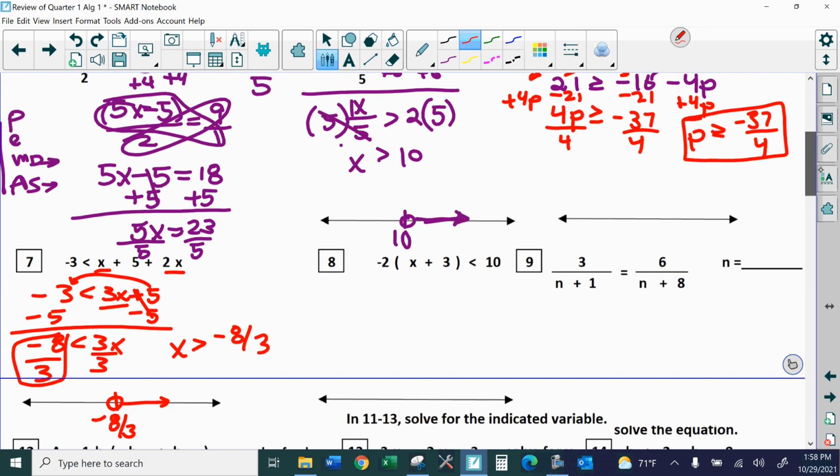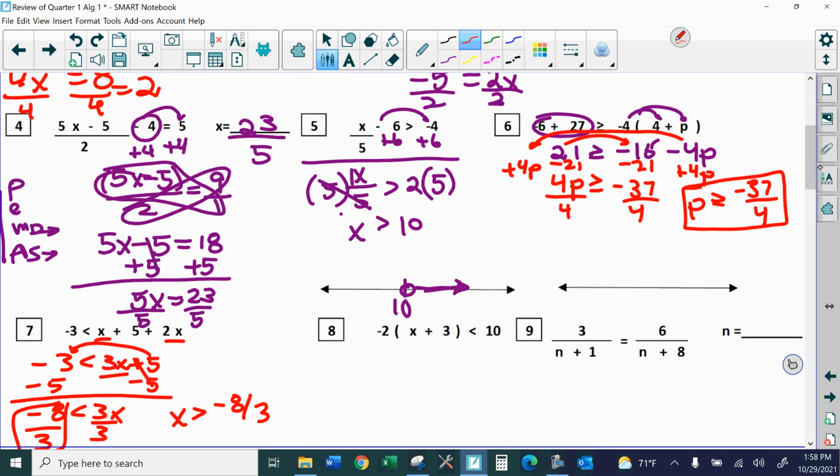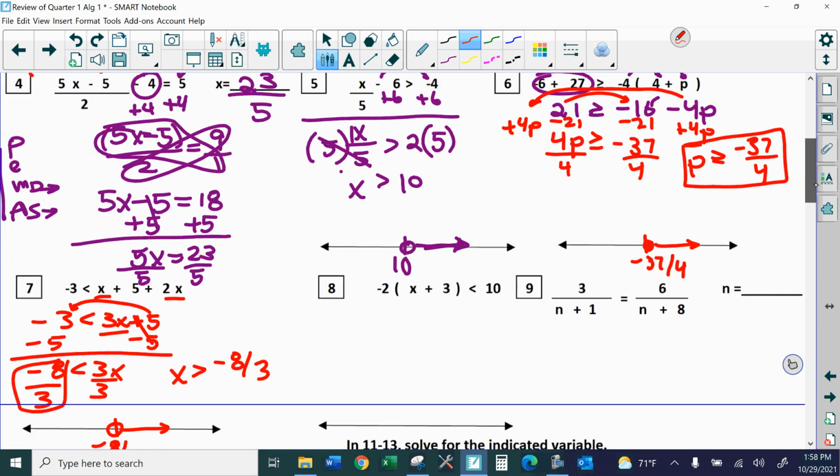All right, so here I've got the graph, negative 37/4. That's greater than or equal to, so it's going to be a closed circle there and shaded to the right. It's got an equal sign, it's a closed circle. No equal sign, open circle.